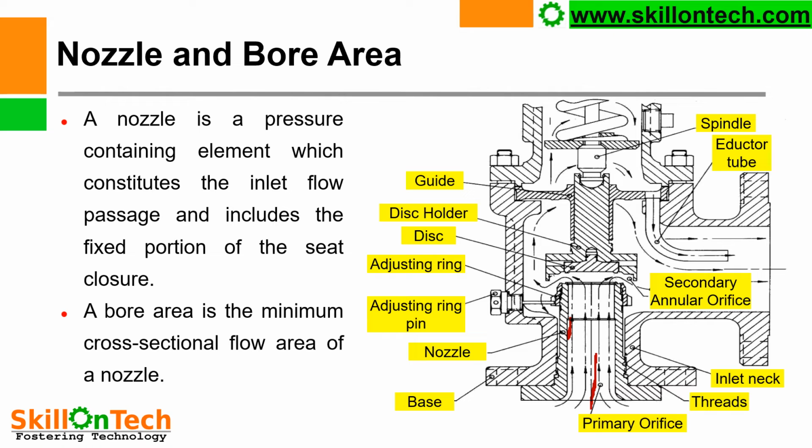So let us understand. This is a primary orifice. Here you can see this nozzle is tightened in the threads, and this is a secondary annular orifice space which is called the huddling chamber, and this is a disc and this is a seat.